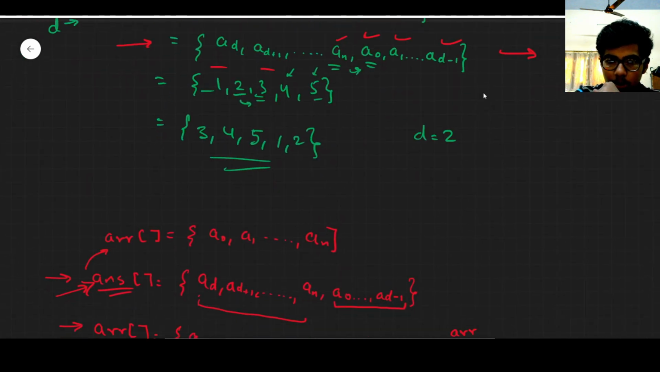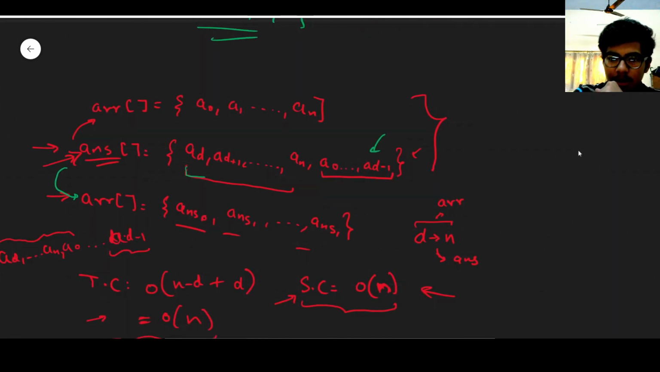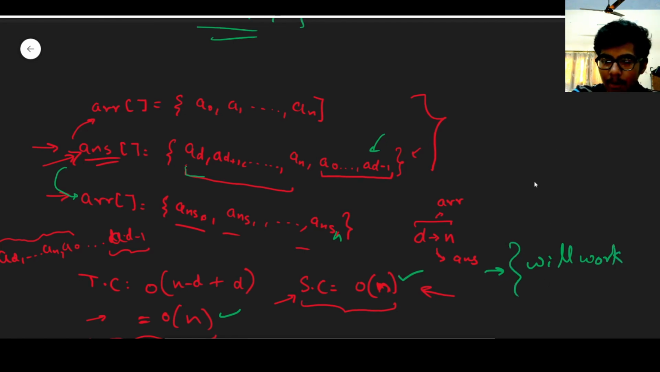So the first approach we saw was that we will create some answer array. It will keep all the elements of a d plus 1 till a n, then a0 to a d minus 1. Then we will put all the elements of the answer array back into the array, and we will get the answer. We saw the time complexity for this was O(n). Then we saw the space complexity, which was also O(n). This approach will work.